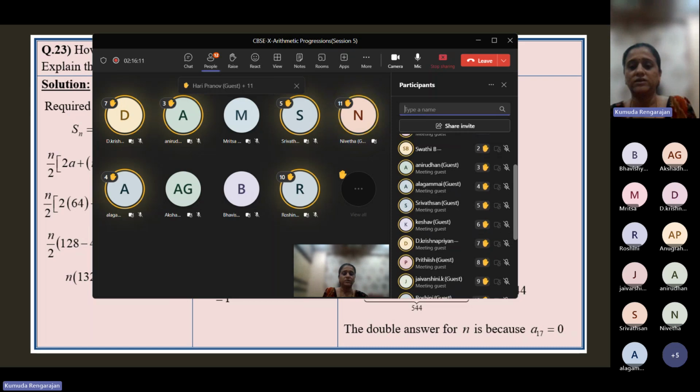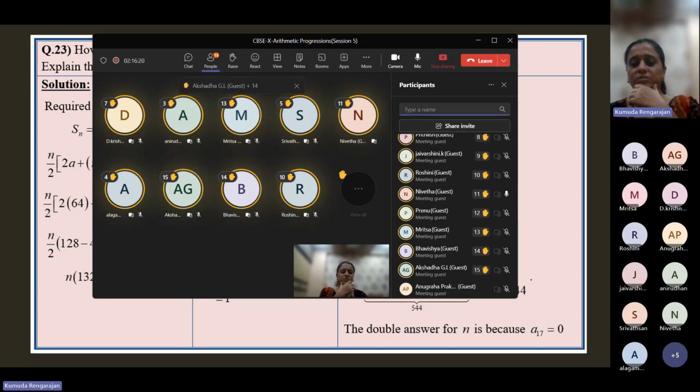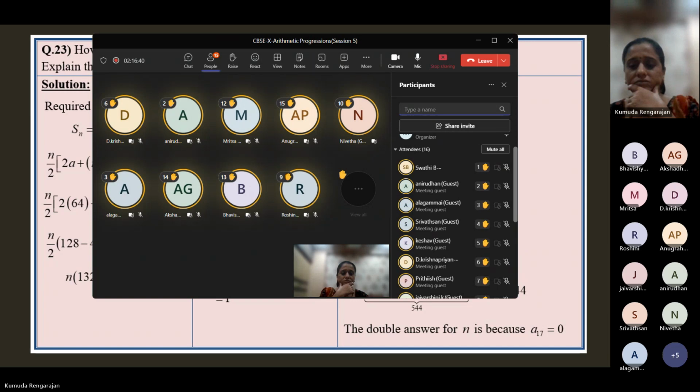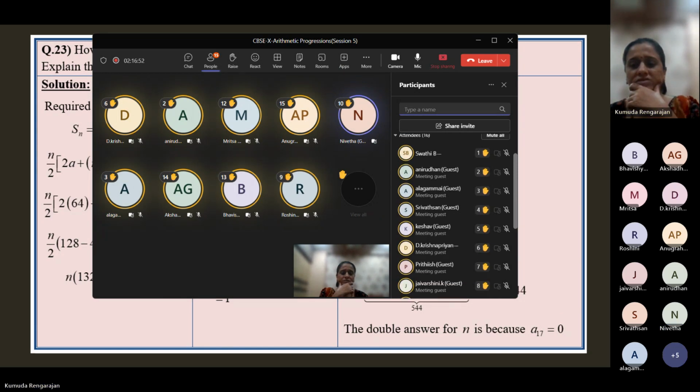Hari, Pranav, Swati, Aniruddha, Naragamai, Srivatsam, Keshav, Krishna Priyan, Pratish, Jayavashni, Roshni, Niveda, Prenu, Mritsa, Bhavashya, Akshada, Anugraha. Anugraha, were you present for the first session? Few of them are missing. Sadhana, Sabarna.